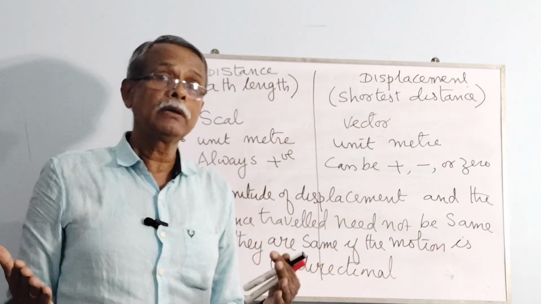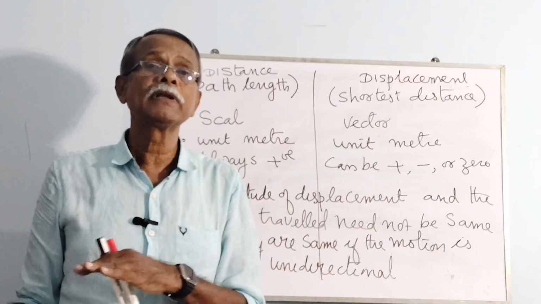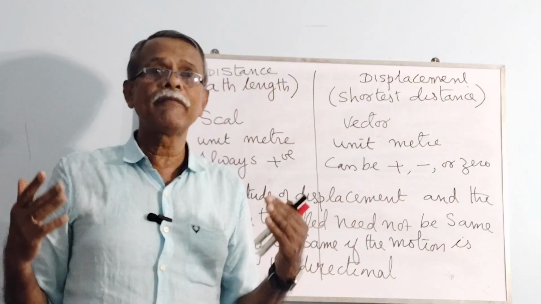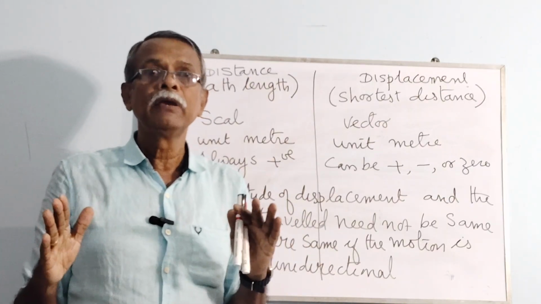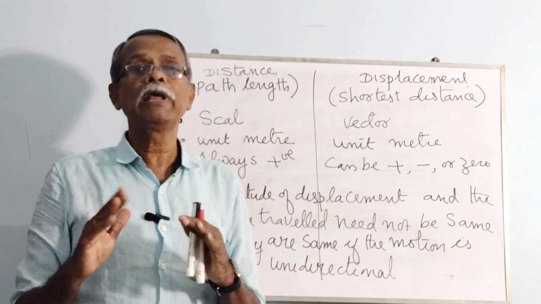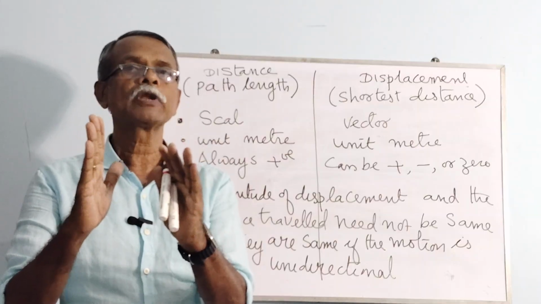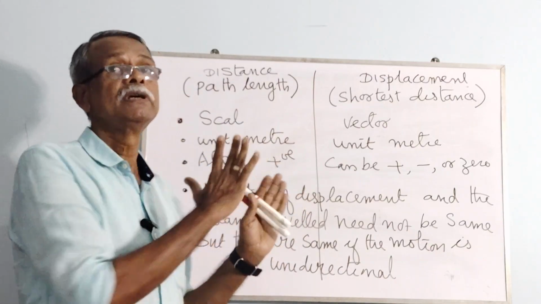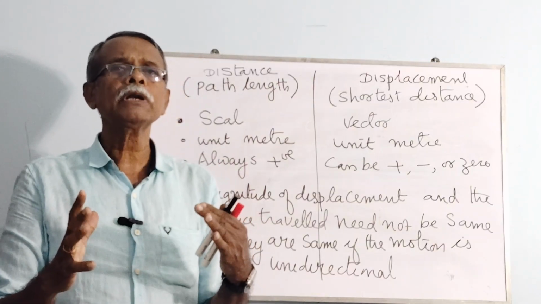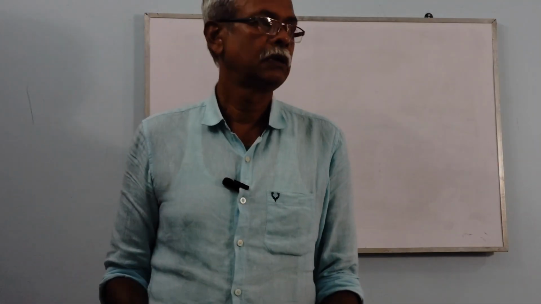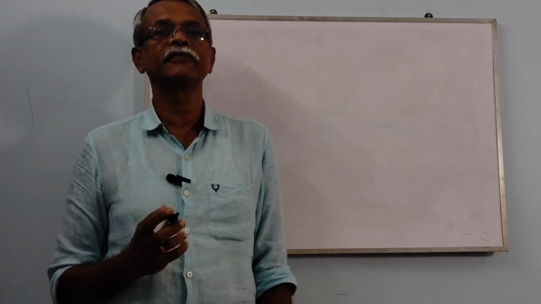Before going into how displacement and distance are related to average speed and average velocity, we will see a few numerals which will help you strengthen your problem solving skills and also reinforce the idea of path length as well as displacement. So this is the first example we are going to consider. It is a very simple example.